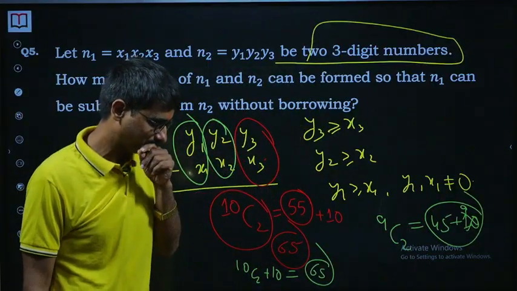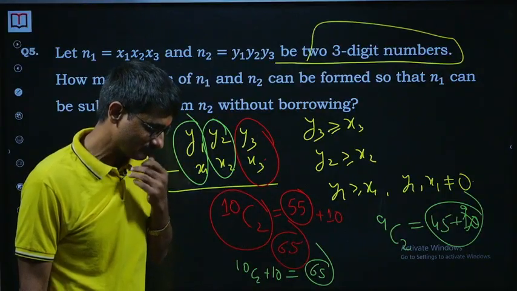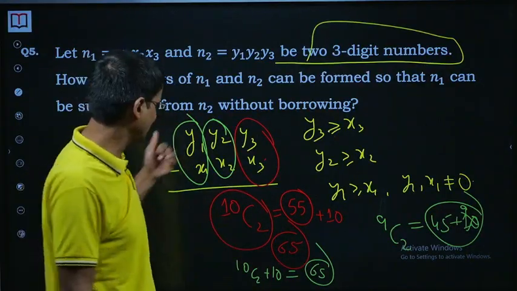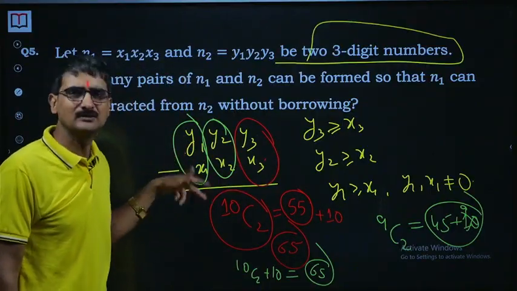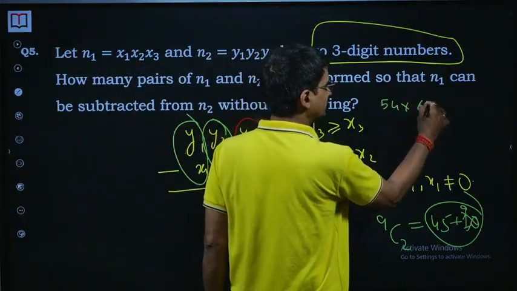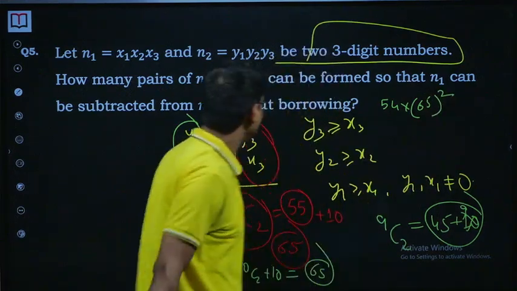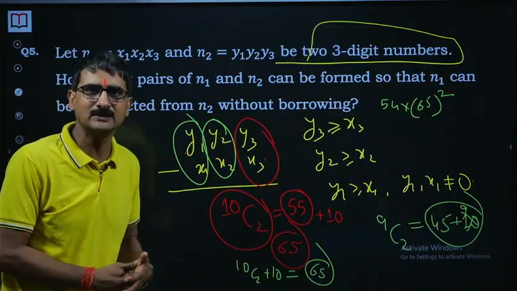Wait. No, there won't be a problem, because we have ensured that y2 is greater than x2, y3 is greater than x3, and even if they are equal, there won't be a problem. So the answer should be in that case 54 into 65 whole square. Okay, that's my way of looking at it.